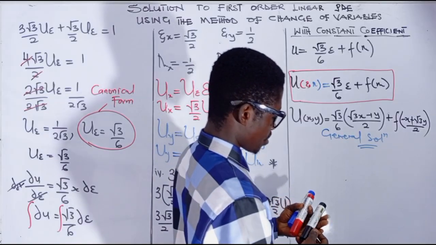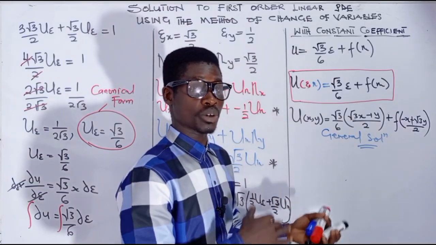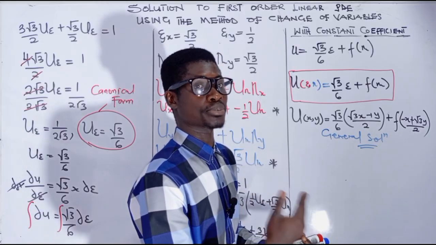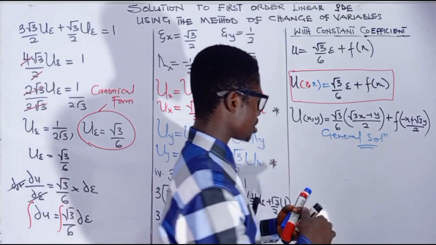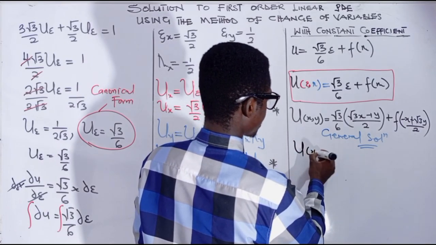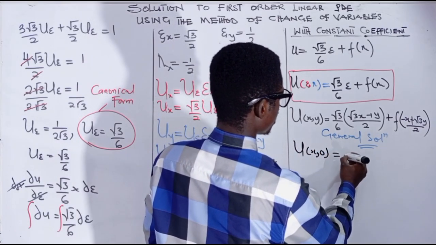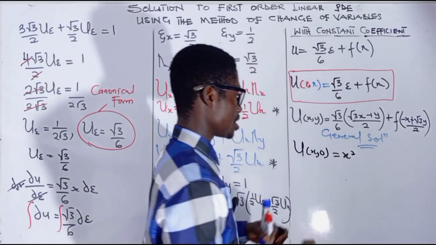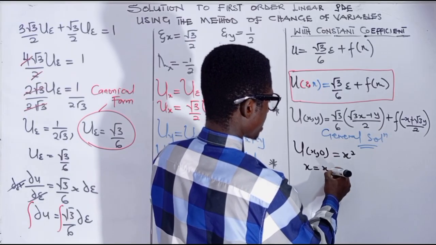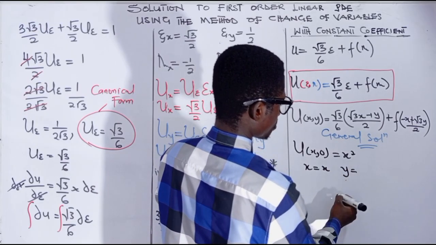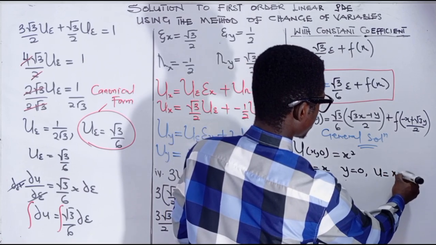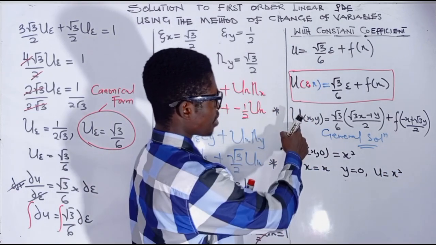So we realize that we were given an auxiliary condition, an initial condition, to find the particular solution. So you have to proceed to find the particular solution. The initial condition that was given is u at (x, 0) is equal to s squared. So wherever we see x in the general solution, we plug in s. Wherever we see y, we plug in 0. Wherever we see u, we plug in s squared.